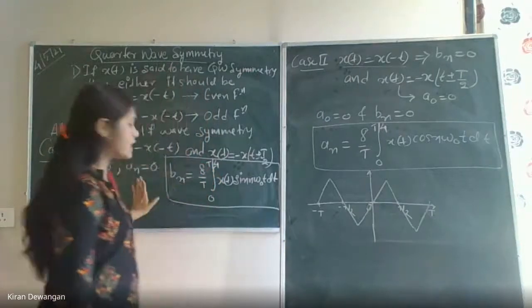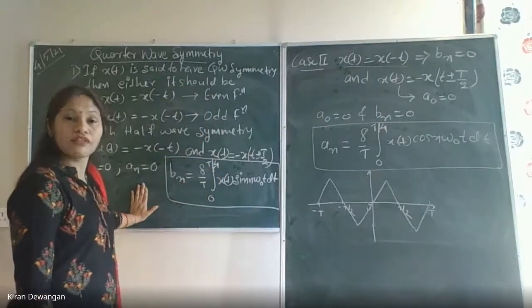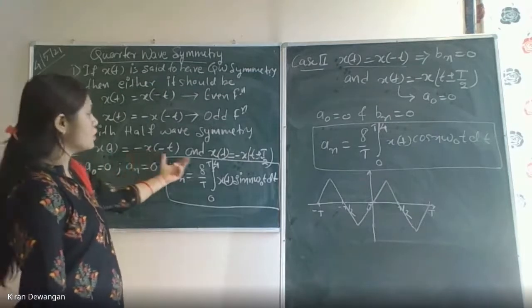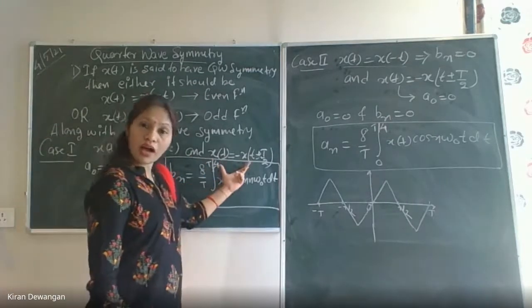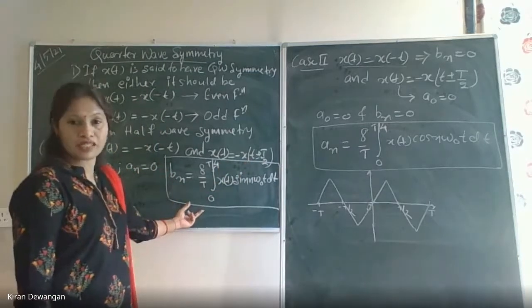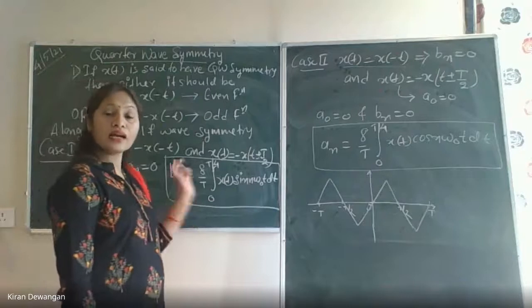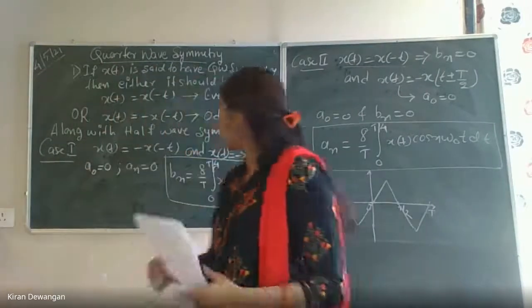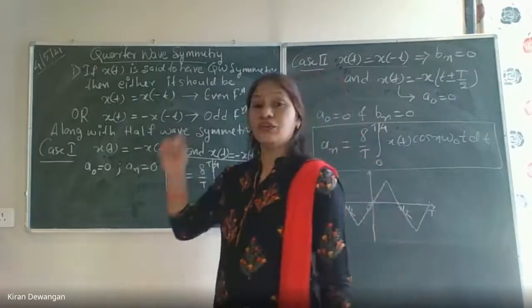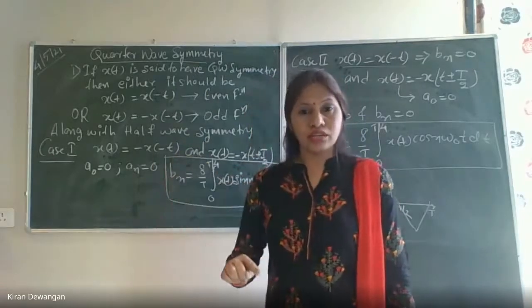This will be the first case: it is satisfying the condition of odd symmetry, it is also satisfying the condition of half wave symmetry, then it is a quarter wave symmetry. It's clear now? If it satisfies both, then you don't need to solve anything, students. It is very simple. You just need to figure out which symmetries it is satisfying.